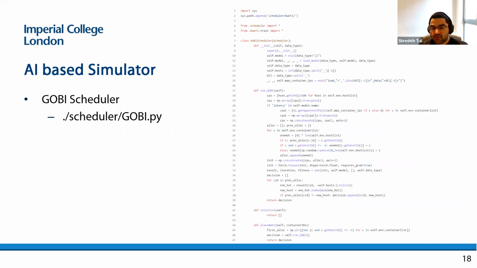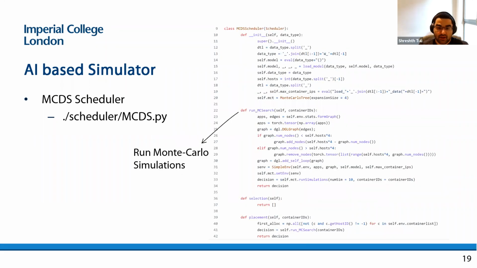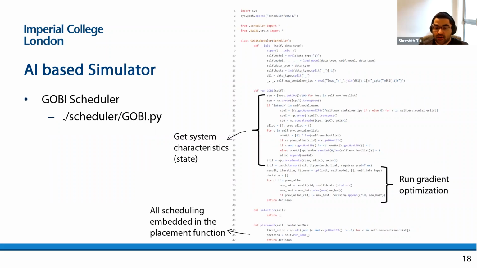Similarly, we can also quickly go through the GOBI scheduler that uses a neural network as a surrogate model to optimize the scheduling decisions. Firstly, here we have both operations of container selection and placement being performed by the placement function. And within this function, we get the latest system characteristics that define the state of the system. We run this gradient-based optimization and return the converged scheduling decision as the output of this function.